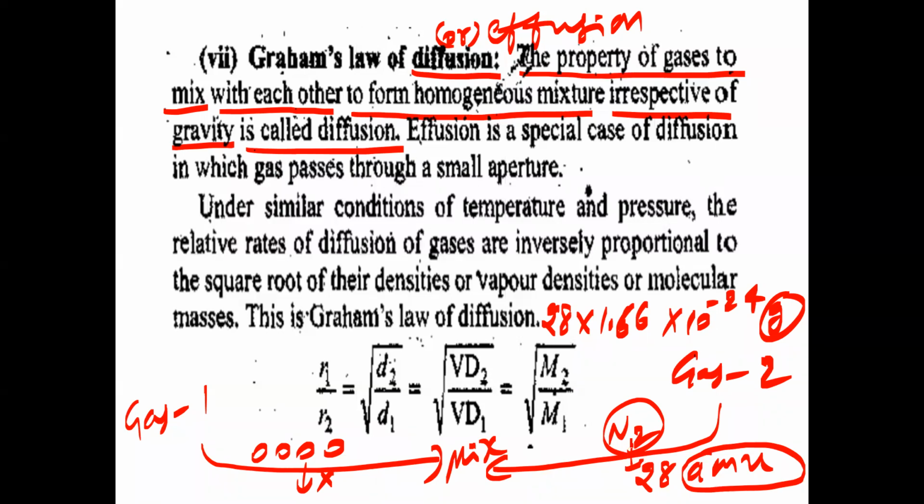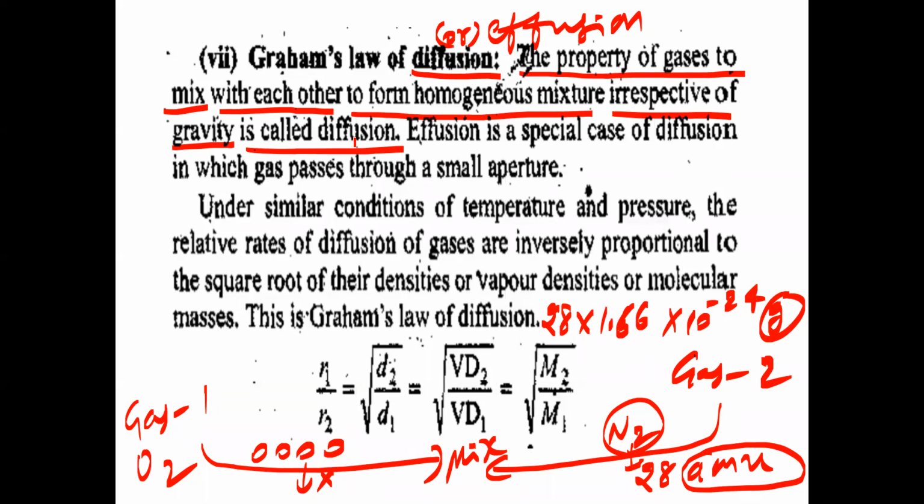So the mass of each gas molecule is very less. That's why the molecules of gases do not experience any gravitational attraction towards Earth. That's why, irrespective of gravity, these two gas molecules will be intermixing with each other. Suppose you take here O2 gas and N2 gas. All the gas molecules will be mixing with each other to form a homogeneous mixture, irrespective of gravity.